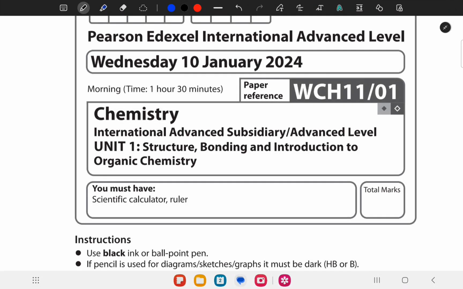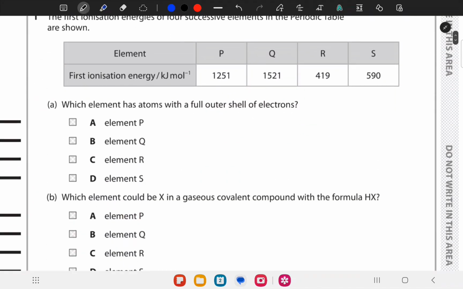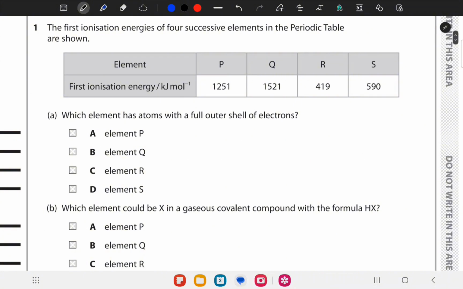Welcome to Mathematics. Today we'll be solving the Pearson Edexcel IAL January 2024 paper of Chemistry Unit 1. On to question 1. We are given the first ionization energies of 4 successive elements in the periodic table.